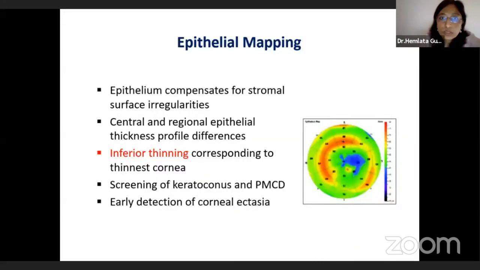Epithelial mapping is a newer concept, based upon the idea that the epithelium gets remodeled in response to underlying stromal surface irregularities. In the areas of the valleys it gets thickened, and where the stroma protrudes there is epithelial thinning. So we are basically looking at the central and regional epithelial thickness profiles. There is inferior thinning corresponding to the thinnest cornea, and it is very useful to detect early cases of keratoconus, PMCT, and early corneal ectasia.